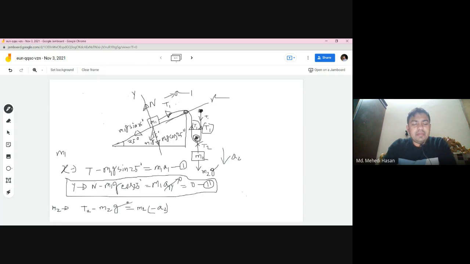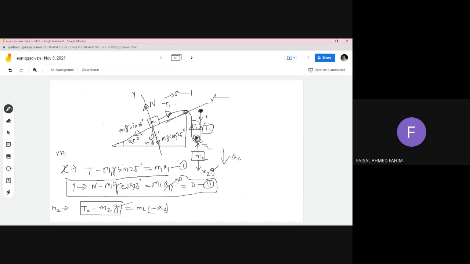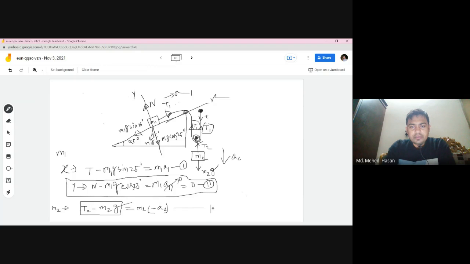So basically I'm using Newton's law of motion along the x-axis and along the y-axis. That means F equals ma. T2 minus M2G is the net force along the y-axis, so net force F equals ma. Do you understand? Yes, sir. Okay, so this is equation number 3.